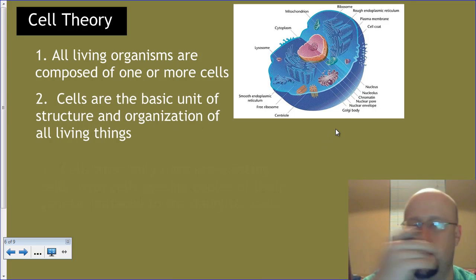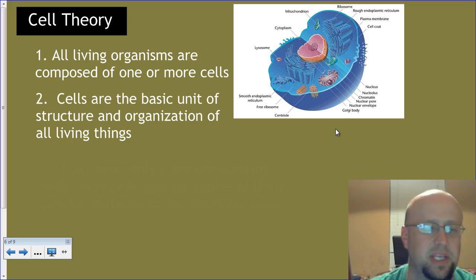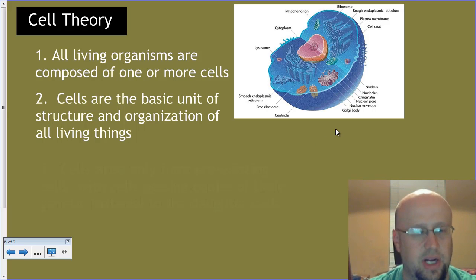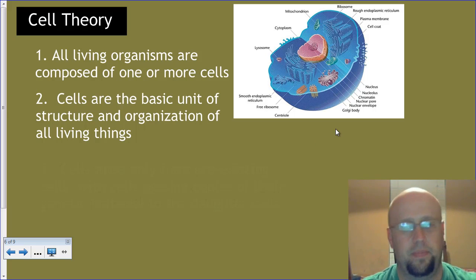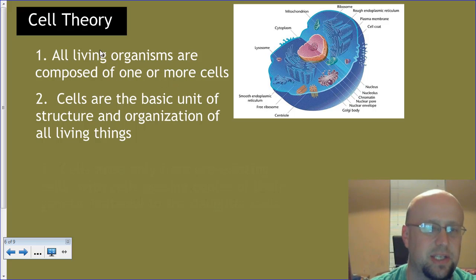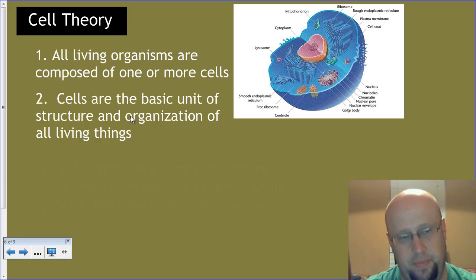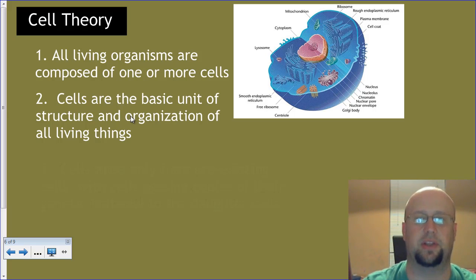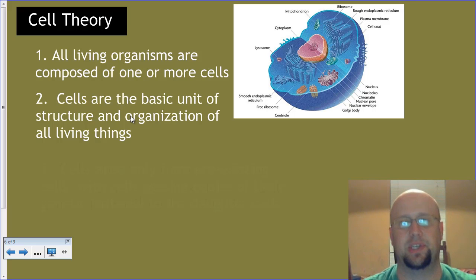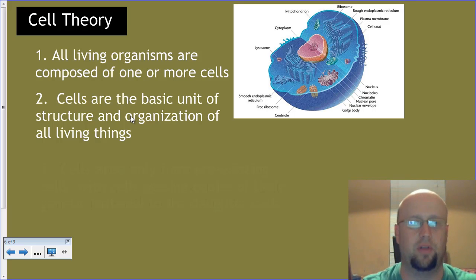The second point of cell theory is that cells are the basic unit of structure and organization of all living things. But what this is saying is that, yes, we can say that all living organisms are composed of one or more cells. The second point here says that this is how organisms are actually organized, that they don't just have cells in them, that cells are what make them up, and cells are what supply all of the organization and structure of those different organisms.